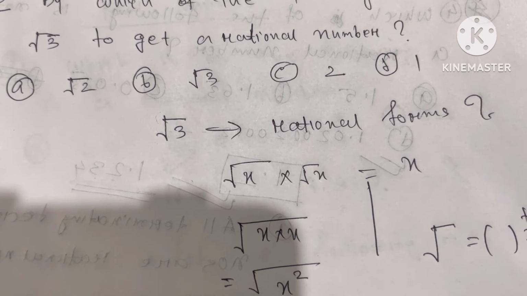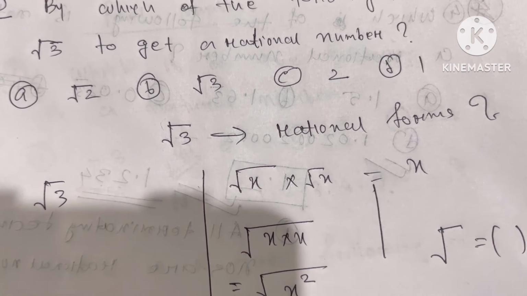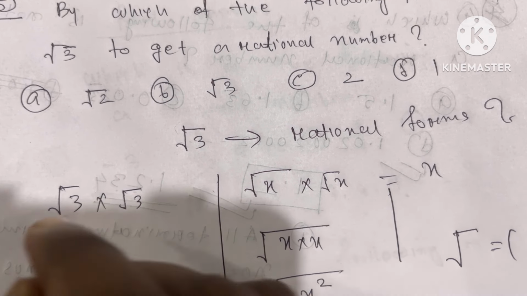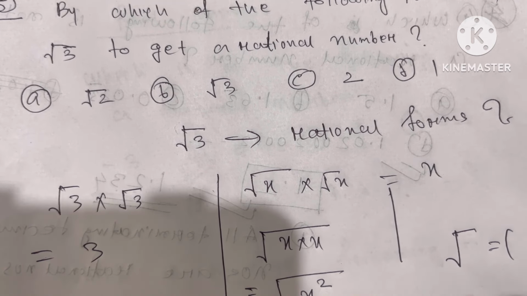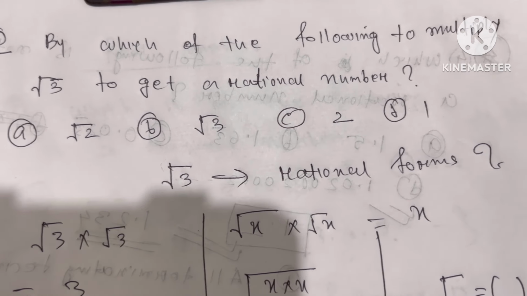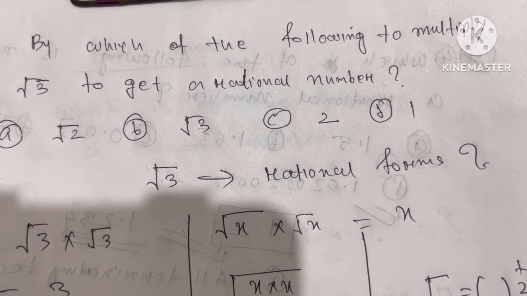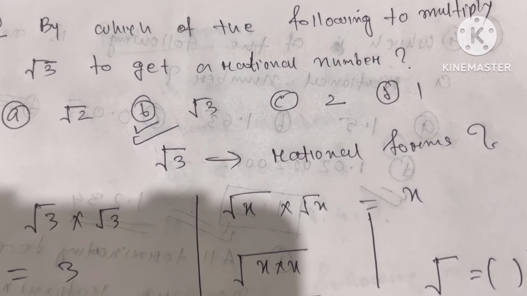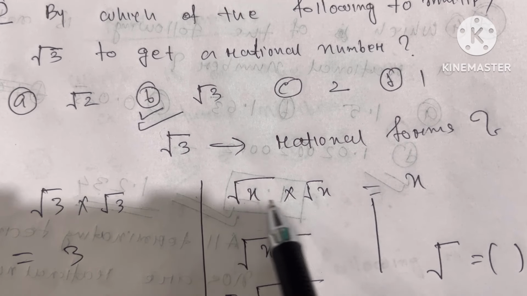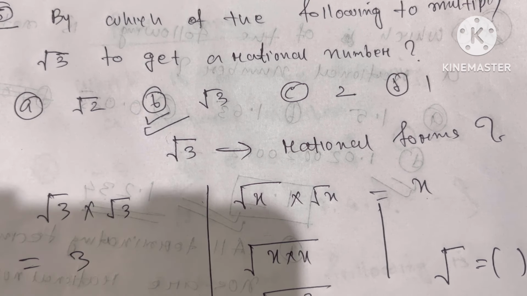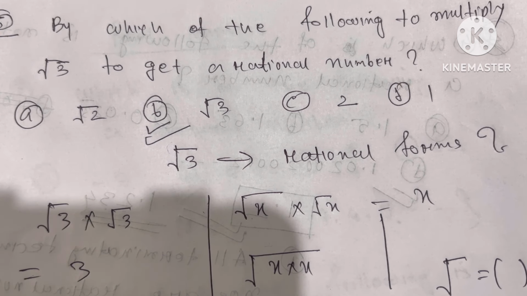So you want to convert root 3. For converting root 3 to rational form, you will multiply root 3 by root 3. If you multiply root 3 by root 3, you will get the answer 3, because root x into root x is equal to x. So by which of the following numbers should we multiply root 3 to get a rational number? The answer will be root 3. So this is very simple. Hope you understand. I just used the concept root x into root x is equal to x. That's why option B is correct.